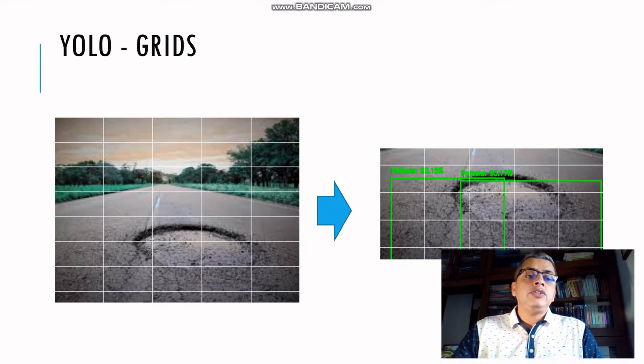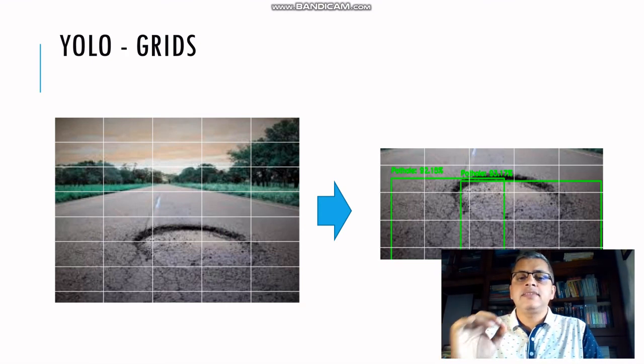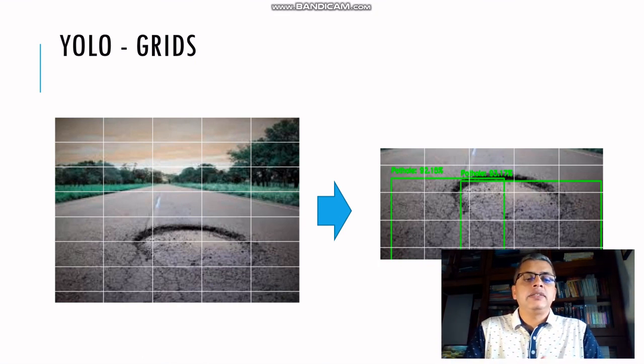The advantage of YOLO is that it's very fast, and it is very apt for real-time object detection, like in videos and video clips. So that's the advantage of YOLO. It's much faster than RCNN and other models.